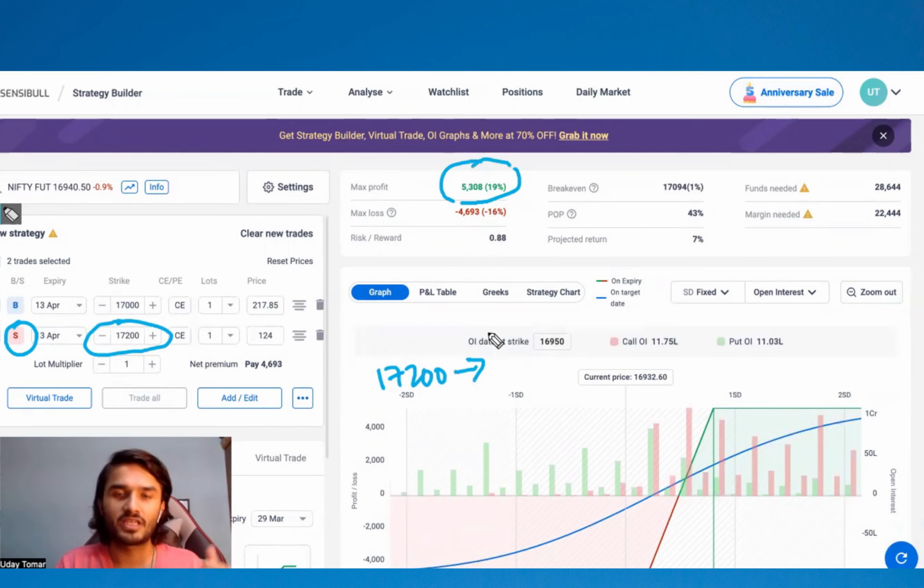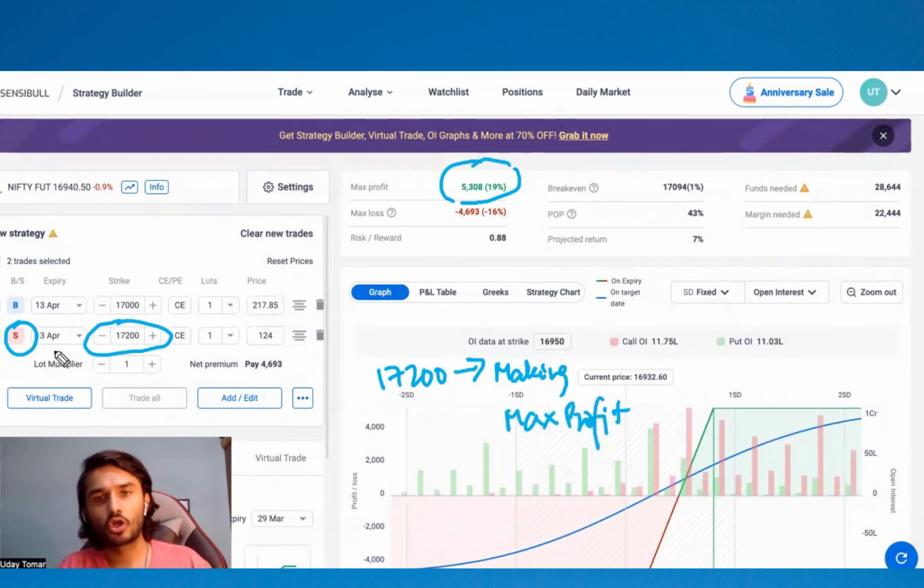So the payoff is as such that on expiry, if the price is above 17,200, which is my sold option, then I will be making maximum profit. So the maximum profit on this strategy is above the sold option. That is why I told you that it is important to keep the target as the option which you are going to sell. So this is how the payoff works for this strategy.